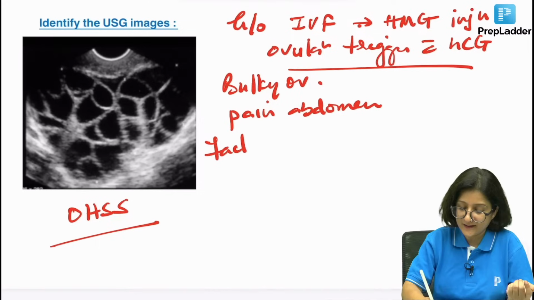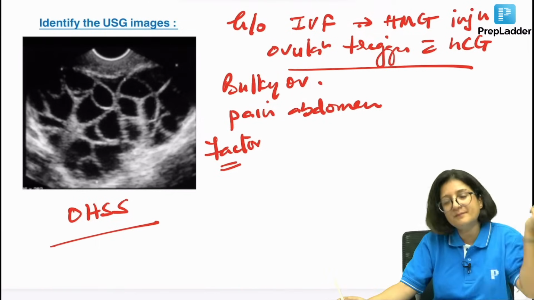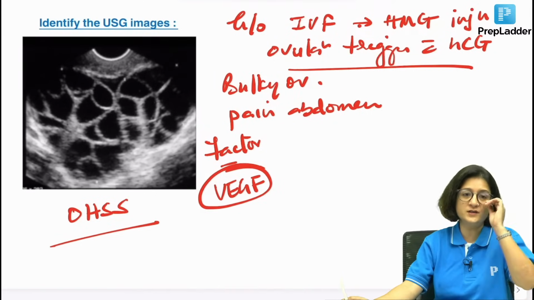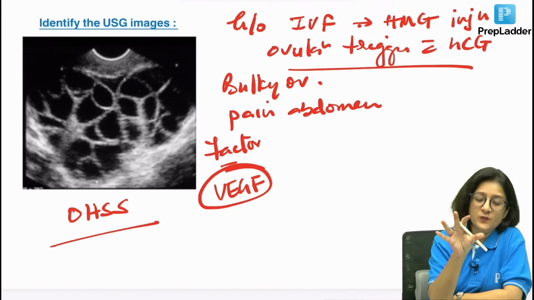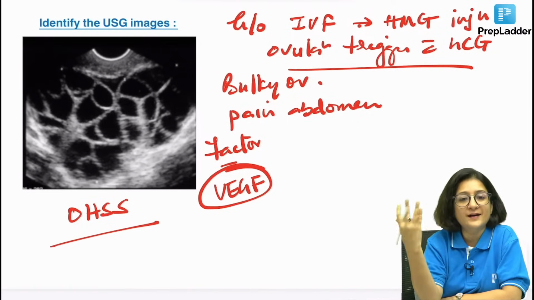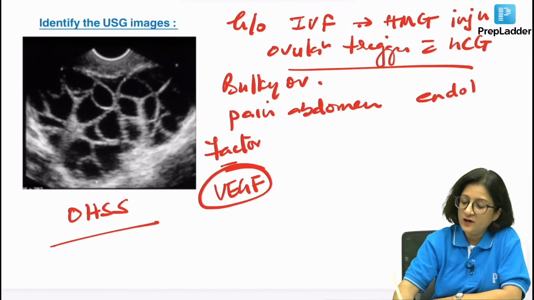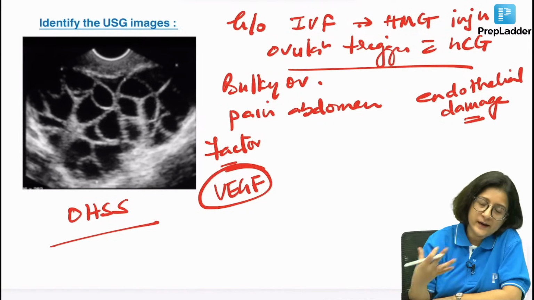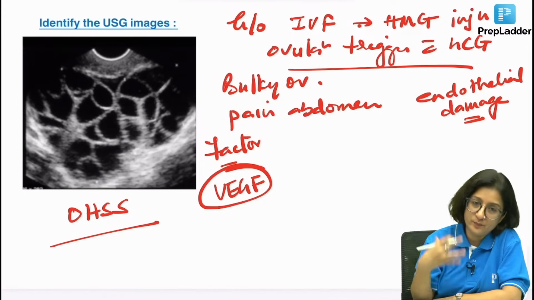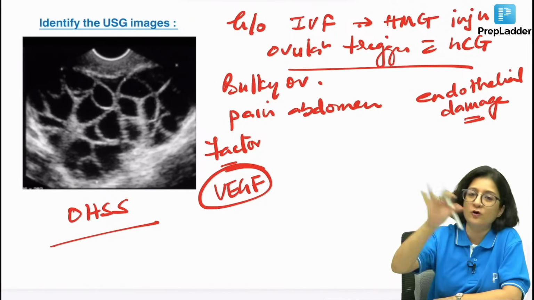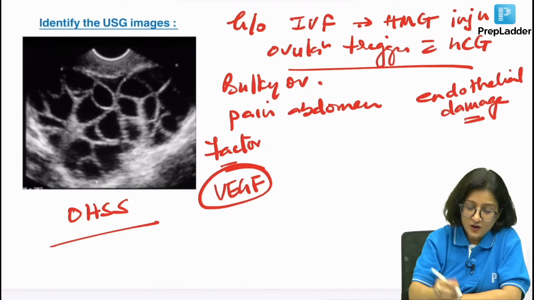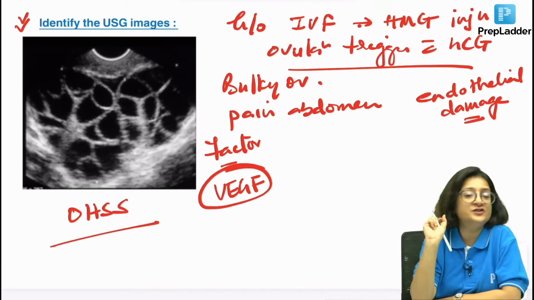The one factor that is responsible for the entire medical manifestation is vascular endothelial growth factor. So it begins with bulky ovaries, but it has a lot of medical complications because there is endothelial damage in the circulation. So the patient can have pulmonary edema, ascites, hypoproteinemia, and all the medical complications that can happen because of that. So you need to remember this is OHSS.